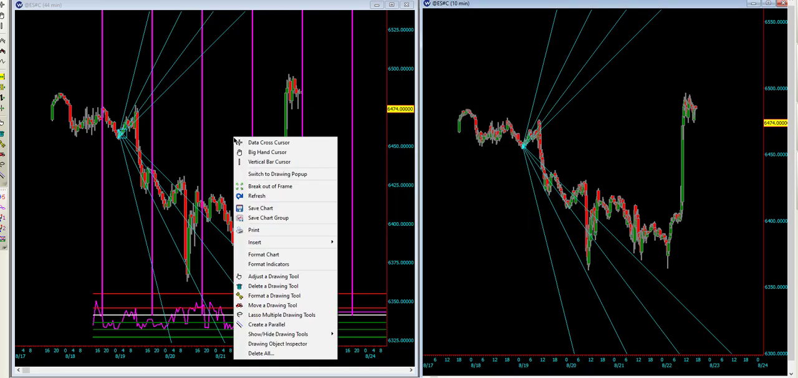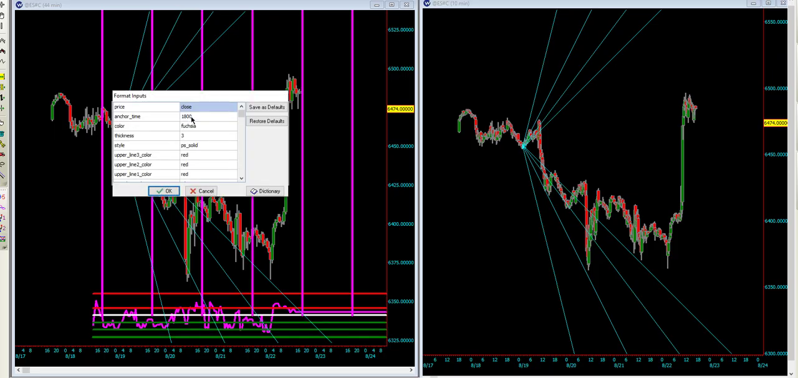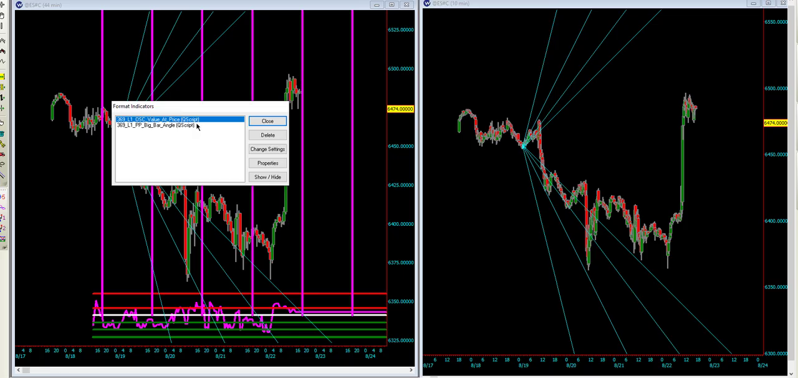We have injected two system indicators. One is the level 1 oscillator at price that is set to 1800 hours New York time. Very important. Second one is your big bar angle. These are both level 1 tools.